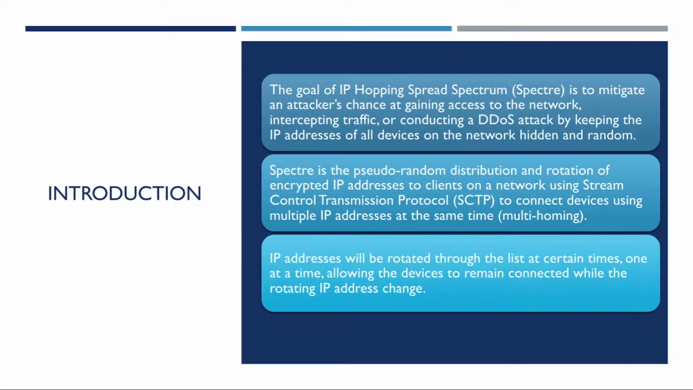For the introduction, the goal of IP hopping spread spectrum, of what I'm going to call Spectre from now on, is to mitigate an attacker's chance at gaining access to the network, intercepting traffic, or conducting a DDoS attack. The DDoS attack or a DoS attack is a denial of service attack or a distributed denial of service attack.